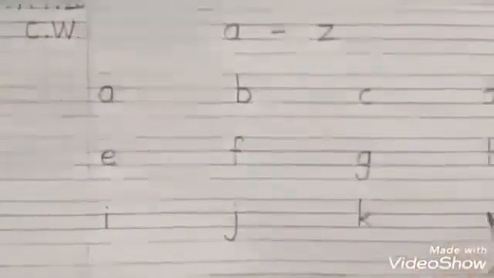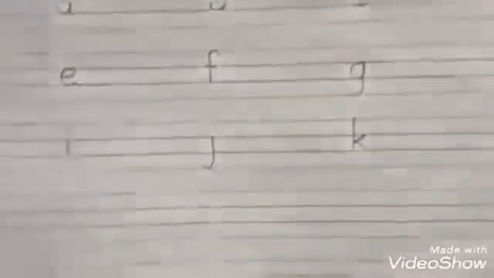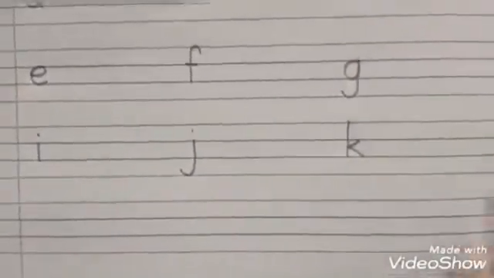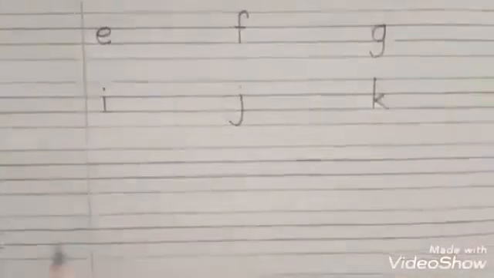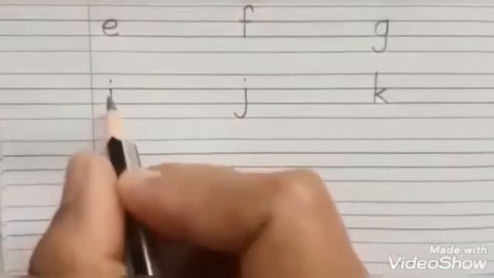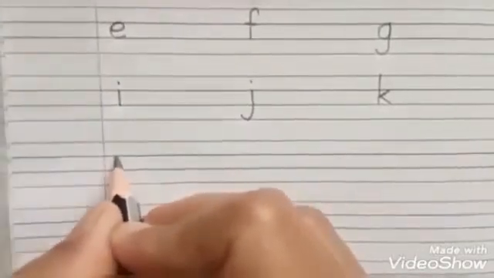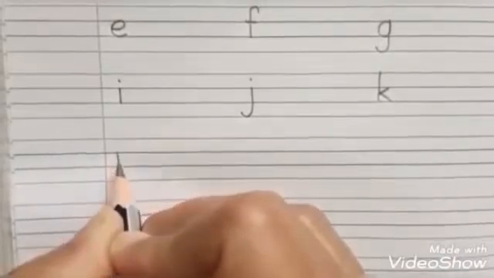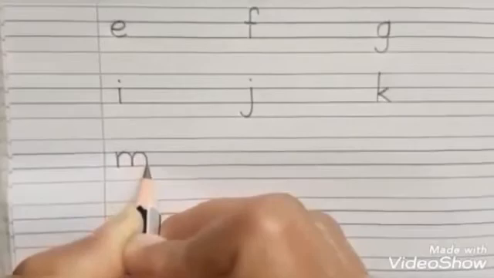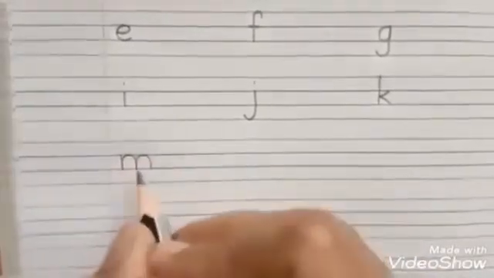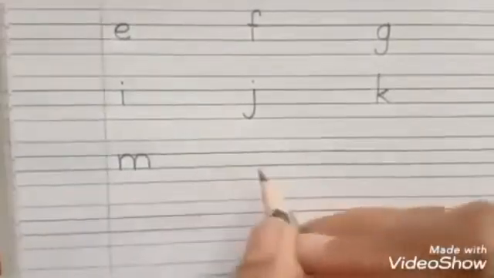After K, L. Now the next letter is M. Here below letter I you will write M between two blue lines. Standing line and then bumpety, bumpety. This is called bumpety pattern. So it's M.